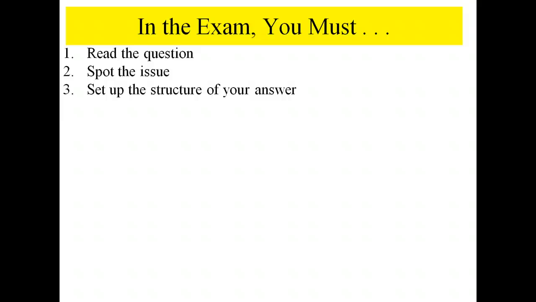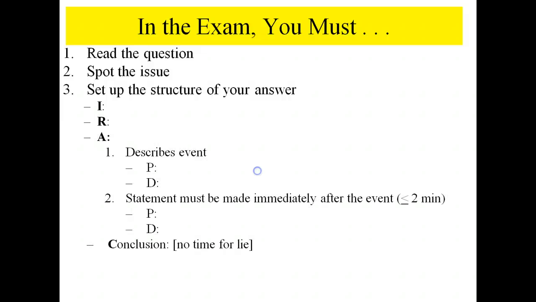So after reading the question and spotting the issue, then I'm going to set up the structure of my answer. And what I do in the exam on my scratch paper is I just shorthand my IRAC outline. Notice I'm not writing in all the detail, but I'm giving myself enough to remind myself that my first paragraph will be about the issue, my second paragraph will be stating the rule, and then I will go into analysis. I'll have a separate paragraph for each requirement.